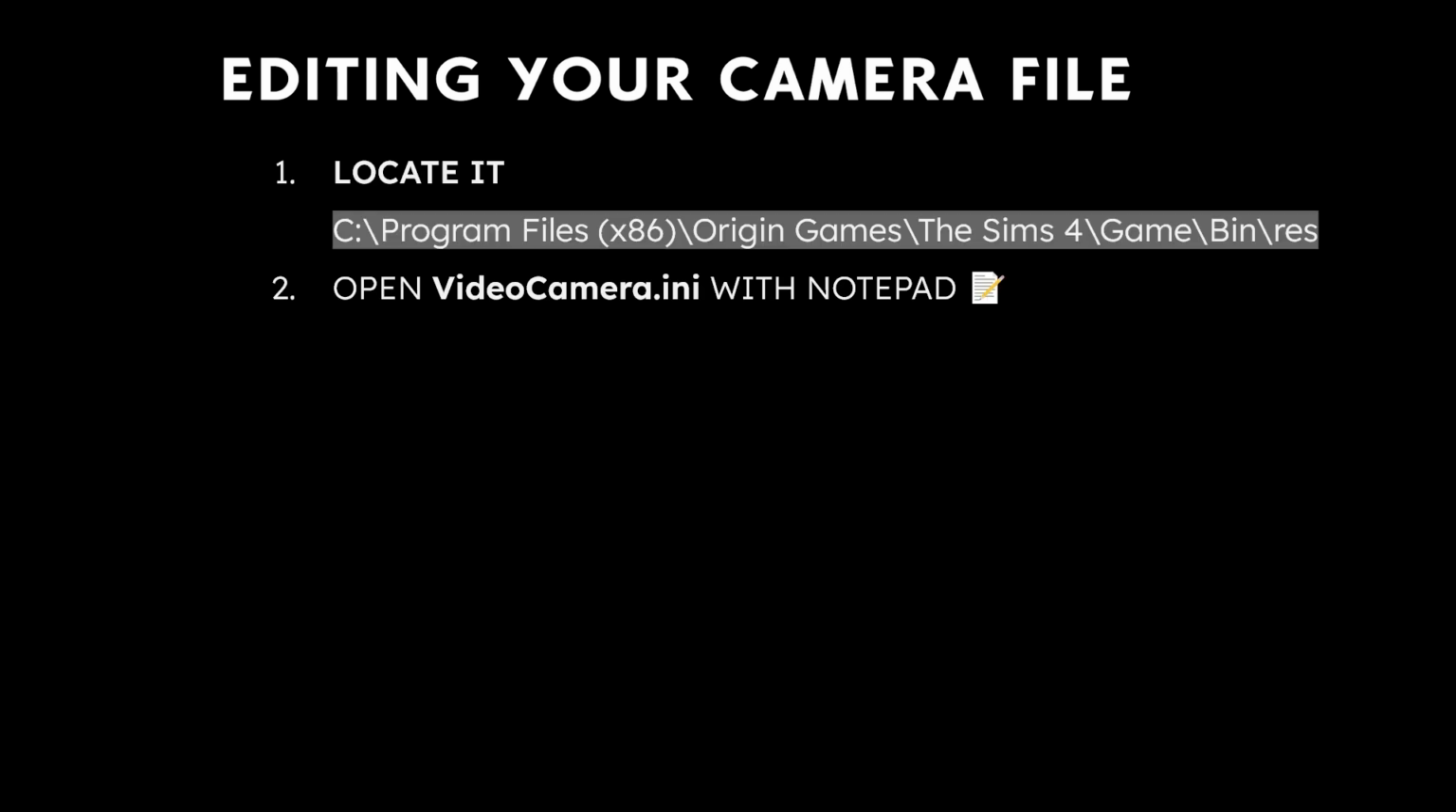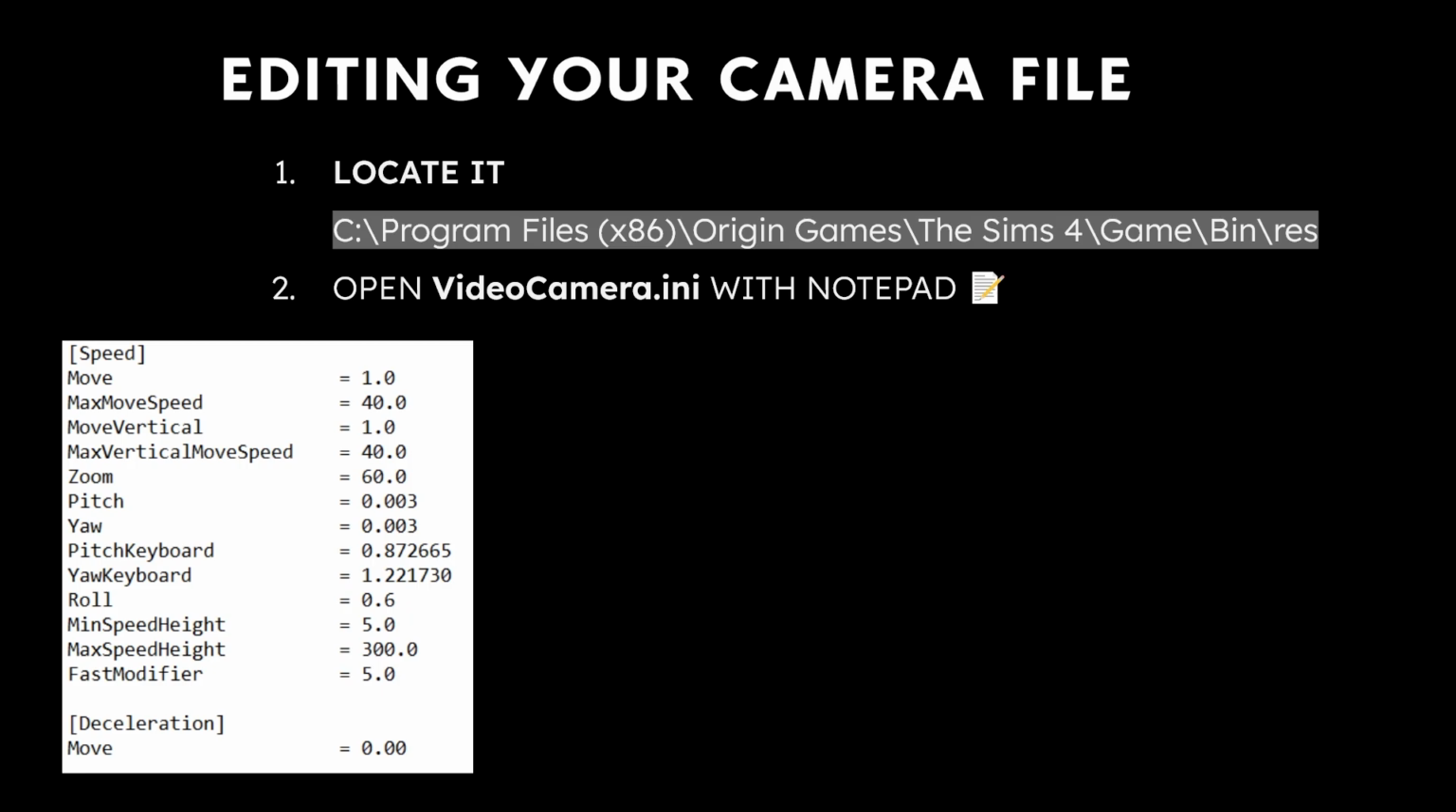A lot of people have mods for this, like Sims for Sims has a ton of camera mods, but I'm going to talk about how we can edit our own camera mod. The first thing you'll want to do is find the file in your bin, so it's going to be in bin/res. You want to open the video camera file. You can do this while your game is open, and we'll show you that in a bit. It's going to come up as a text file.